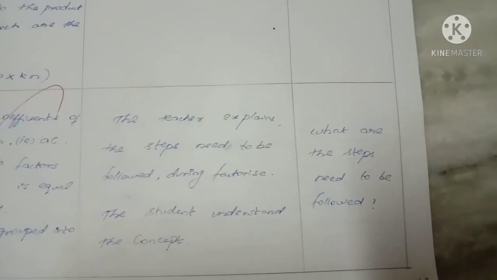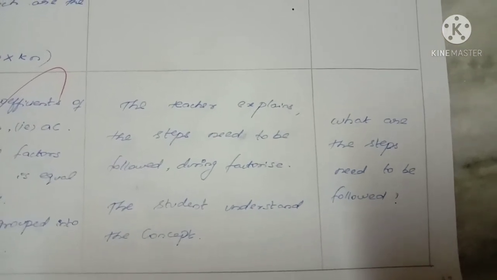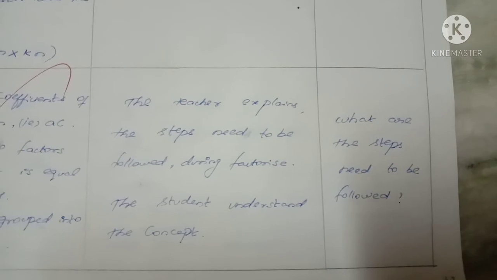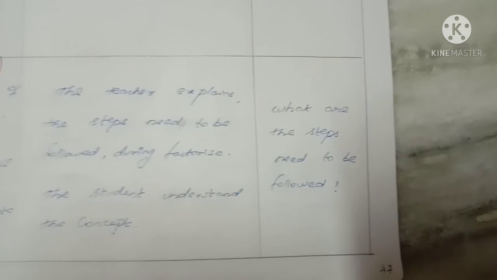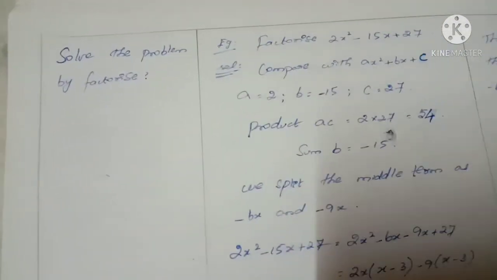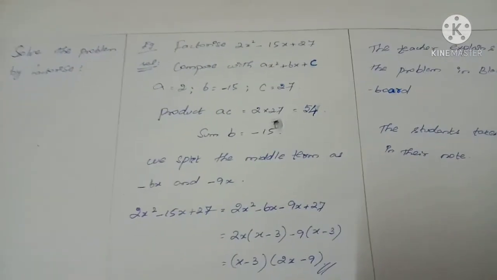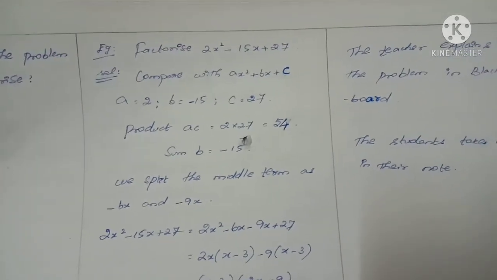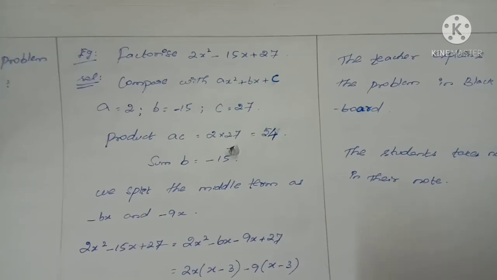In the next box, the teacher explains the steps to be followed during factorization. The student understands the concept. In the last box, what are the steps to be followed? In the next row, solve the problem by factorization. In the next box, give some example. Factorize 2x square minus 15x plus 27.